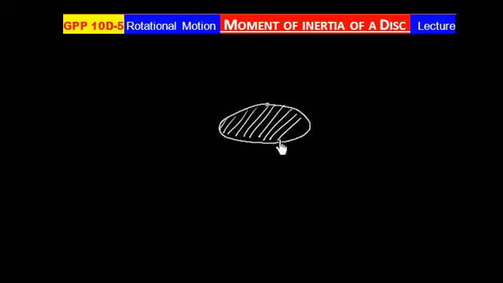In this lecture, we will discuss the moment of inertia of a disk. So let us say we have a disk, and this has mass over the surface of the disk, and this disk is rotating about an axis perpendicular to the plane of the disk. Let us call this axis OO dash.